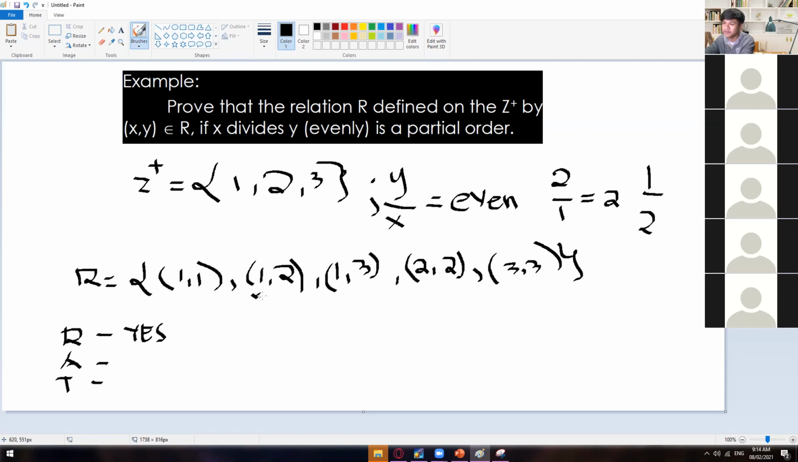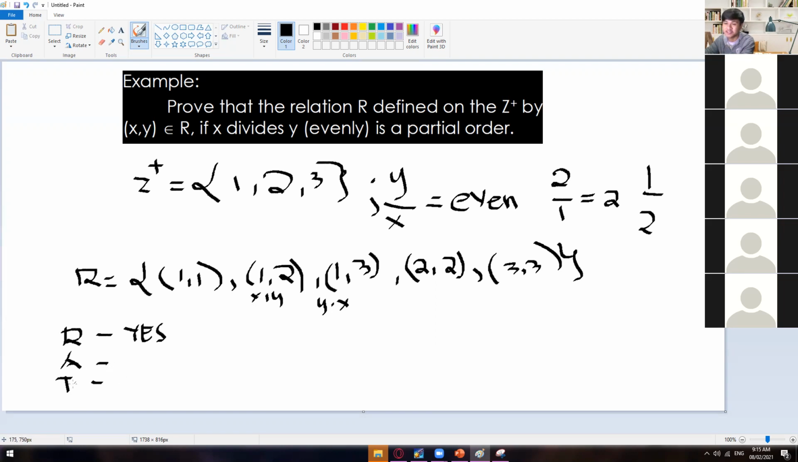So again, if we have xy, we should also have yx if it's symmetric. But in here, we have 1, 2, but we don't have 2, 1. Oh, we have 1, 2, and we have 2, 2, but we don't have 2, 1. Yx, rather. If we have xy, yz, then we should have xz.